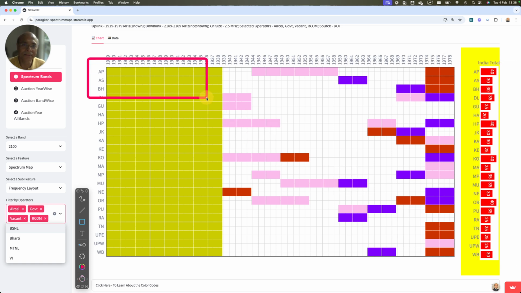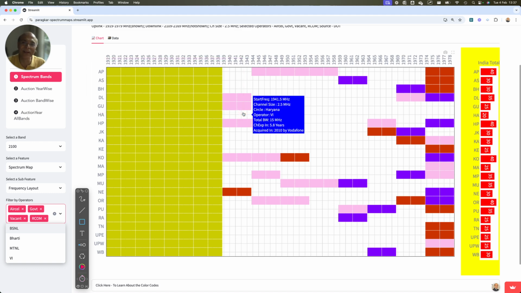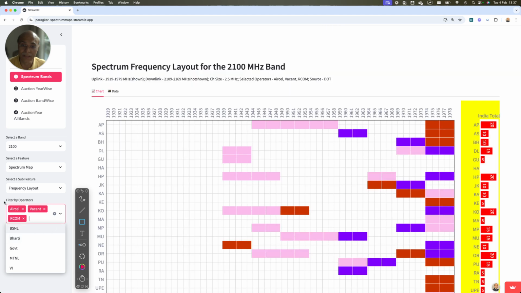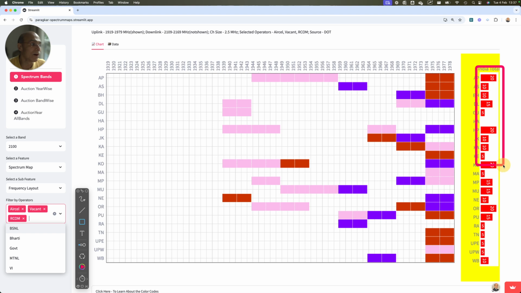This is again government. So government is having spectrum in all bands. I don't know what they are doing with this spectrum. In every band they are having spectrum, 2100, 1800, 700, and then in 900, in 800 in some circles, so much spectrum that they are holding. So the government has to do some audit and get this spectrum in these crucial bands out. And then if I take out government from here, and only talk about Aircel, vacant and RCOM, there is still a lot of spectrum band.